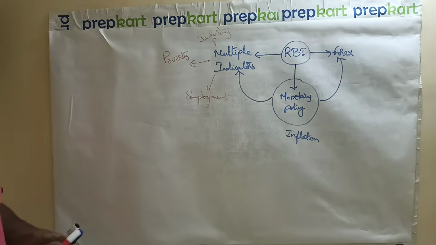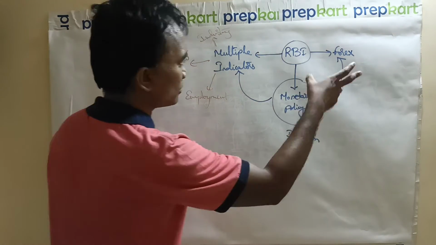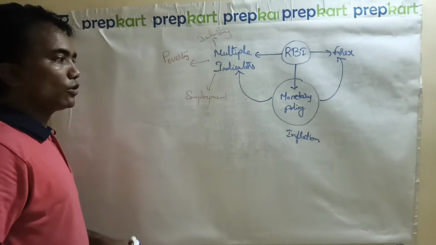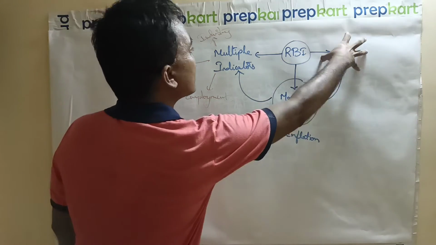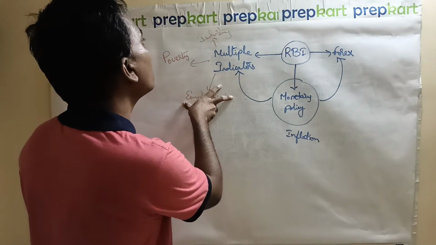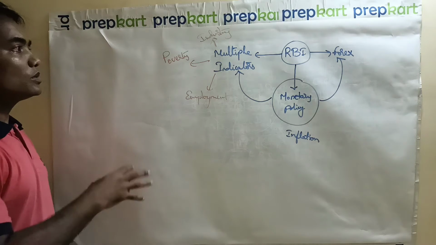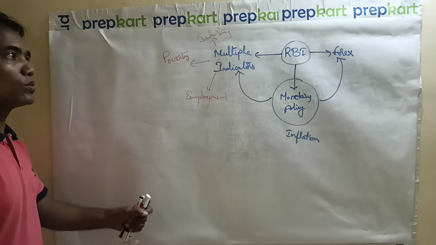So, whenever we have this term called Reserve Bank of India, it is not only focused on inflation controlling measures, it also takes care of foreign exchange reserves, poverty, employment, unemployment, industry. So its burden on the central bank is huge.